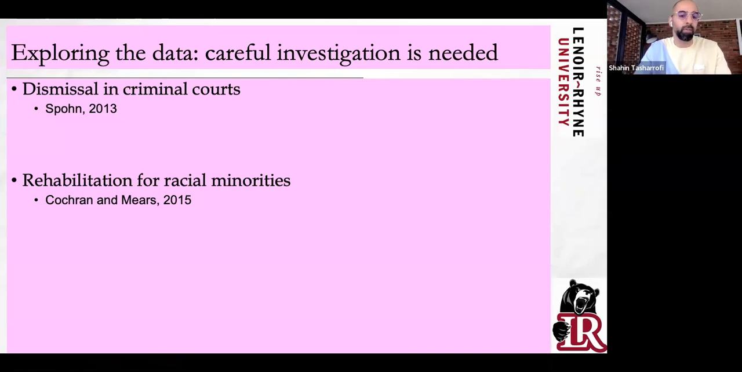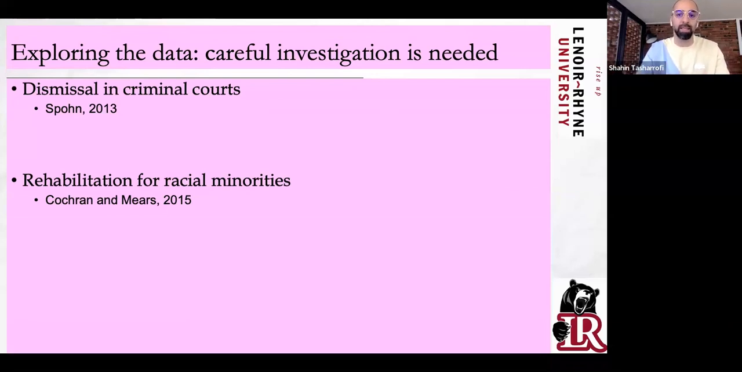So this also, at first glance, might look like it's not a bad thing, right? So many white youth who had a history of delinquency might be receiving rehabilitation services, while racial minorities are being informally processed in the system and not receiving these rehabilitative services.